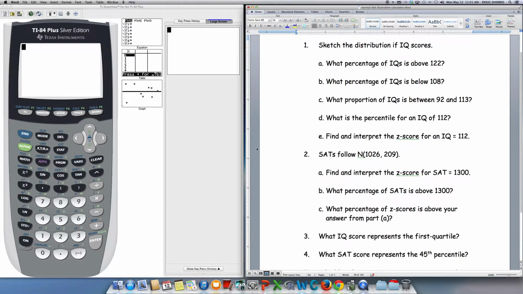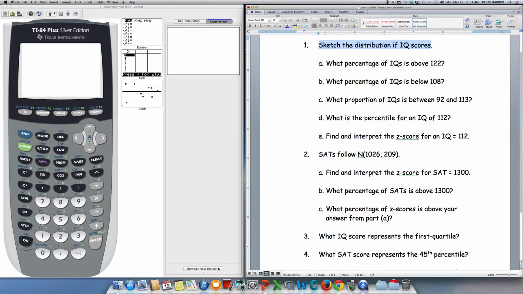Okay, at this part of the presentation, I want to show the problems that we saw in the video earlier, how we'd work these with the calculator. So the first thing I want to do, you can see that I have kind of a split screen going on here. On the right side, I'll essentially go through and answer each one of these questions using the calculator.